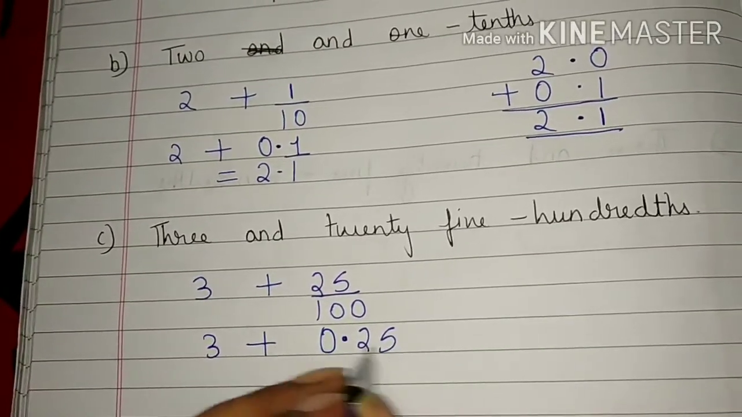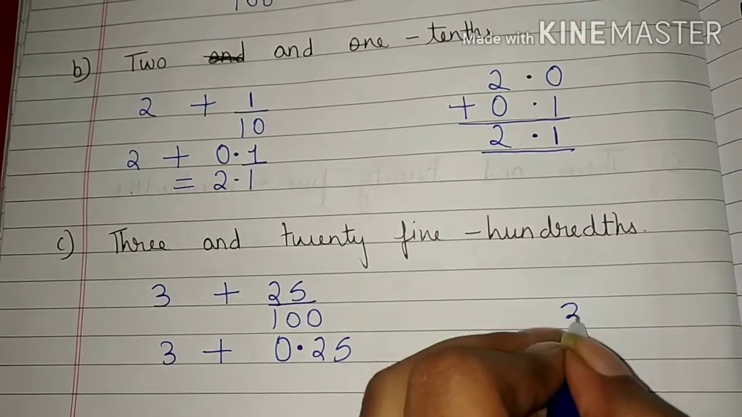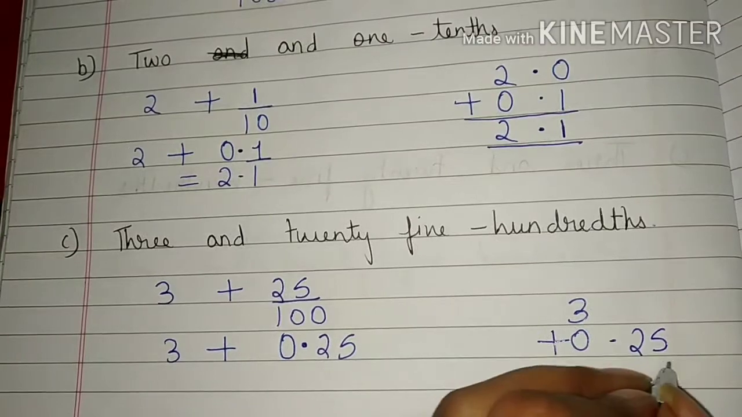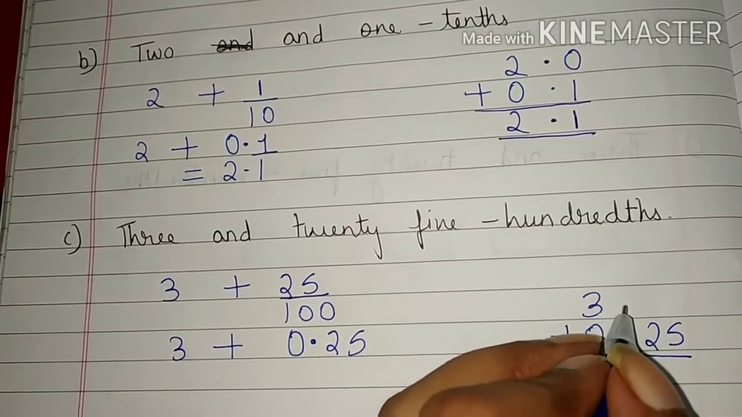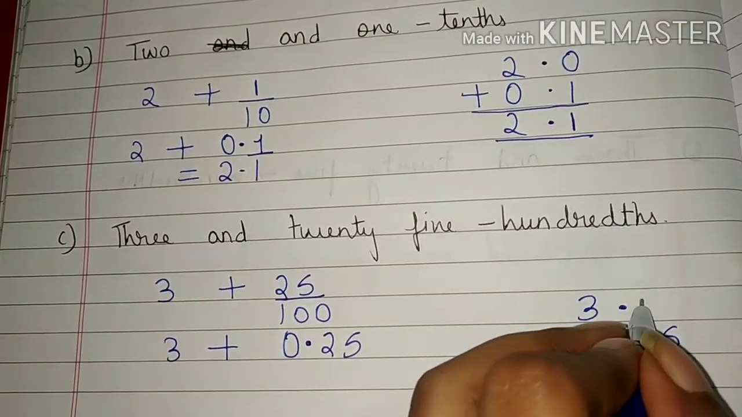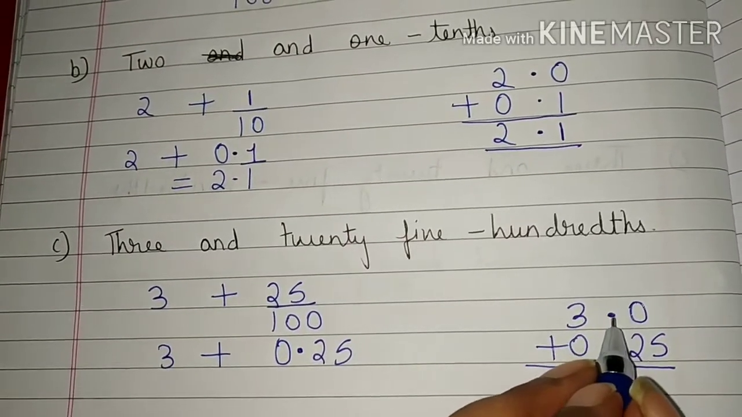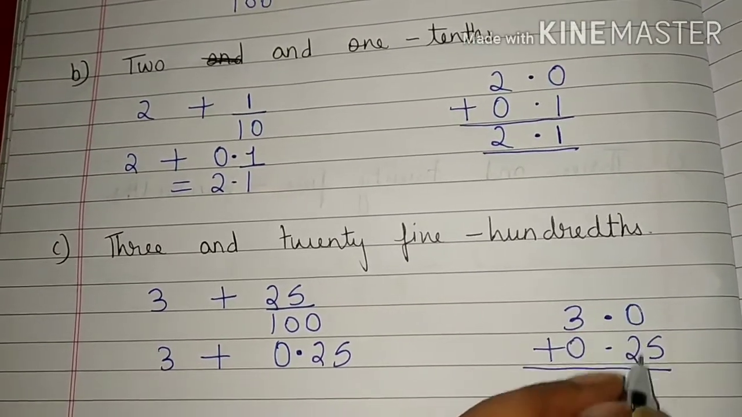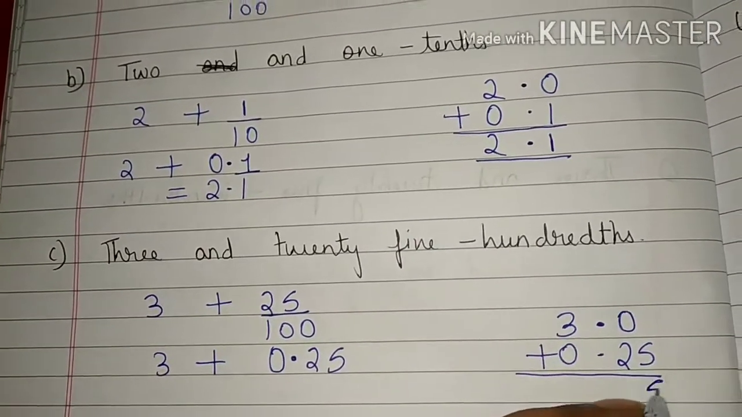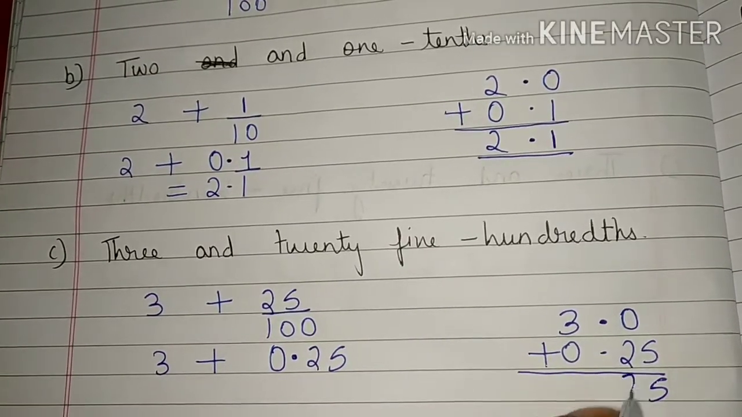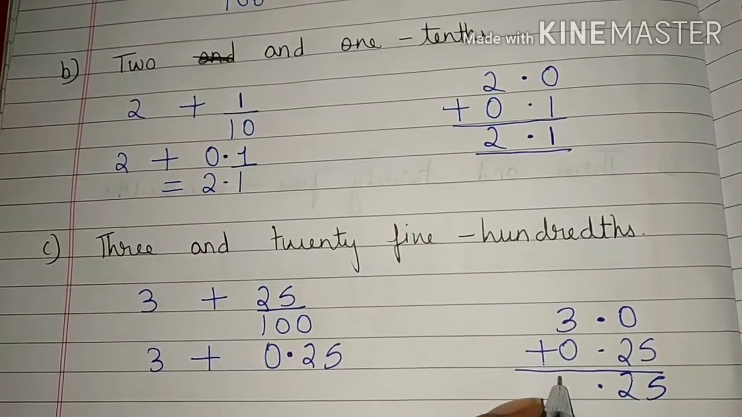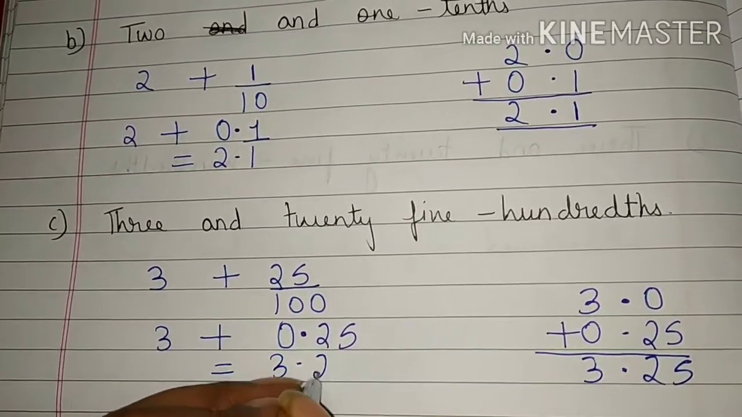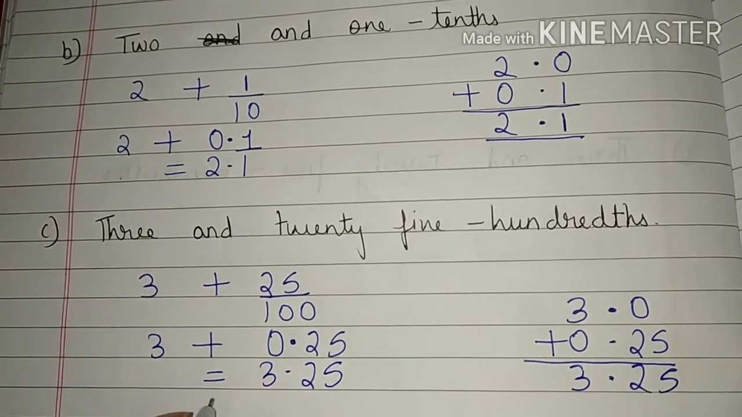Now we will add these 2 numbers. 3, 0.25. Students, to make our calculation easy, we will place a point here and then write 0 because after decimal point there is no value of 0. So students, we will add these 2 numbers. 5, 0 plus 2 is equal to 2. 3 plus 0 is equal to 3. Now students, 3.25. This is your answer.